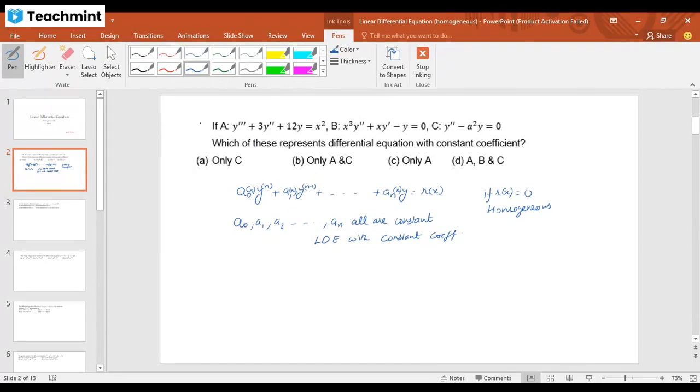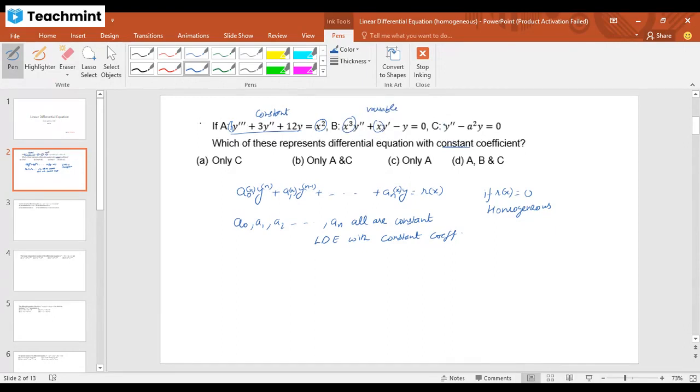So if we look at the very first equation, here the coefficient of y triple dash is 1, the coefficient of y double dash is 3, the coefficient of y is 12. This is a non-homogeneous part of a differential equation. Our concern is the coefficient. Here the coefficients are constant. So it means that this is a differential equation with constant coefficient. And here you can see x cube, which is a variable. x is also variable. So it is a differential equation with variable coefficient.